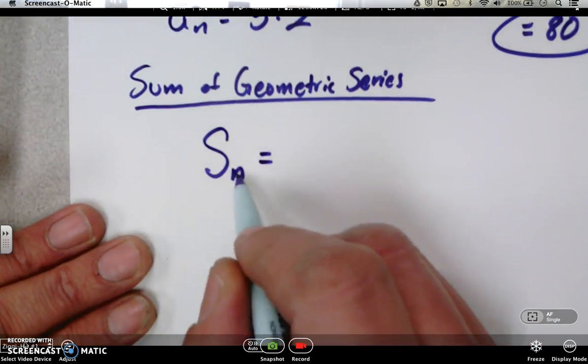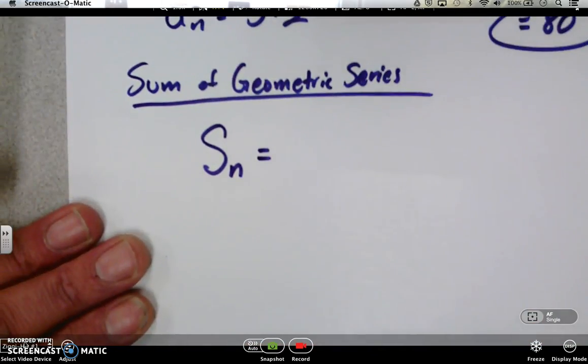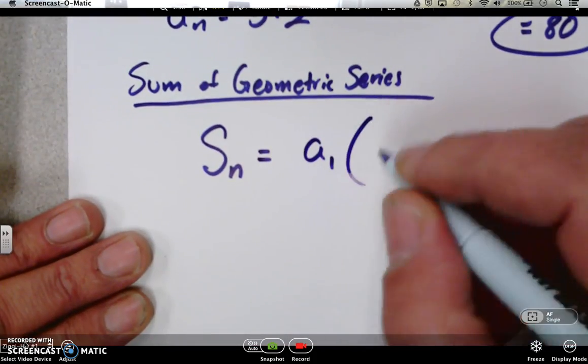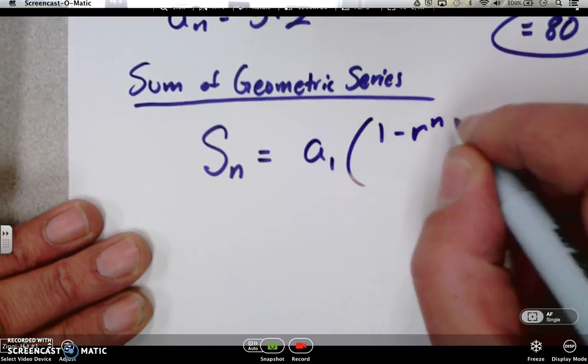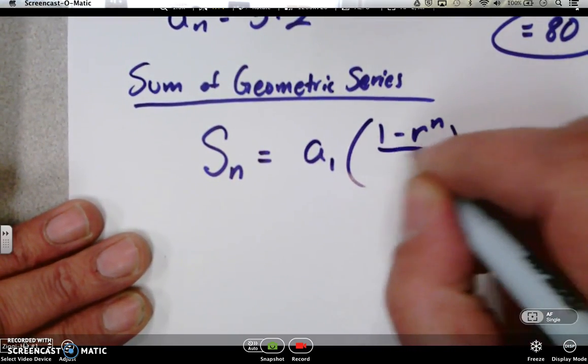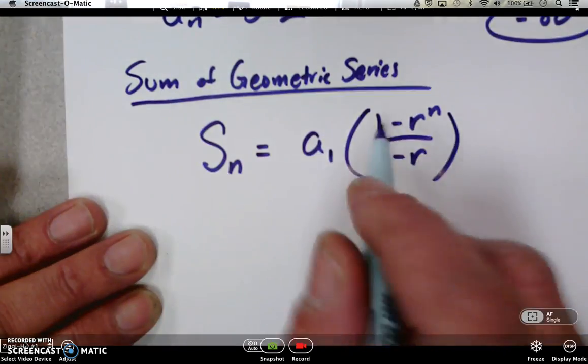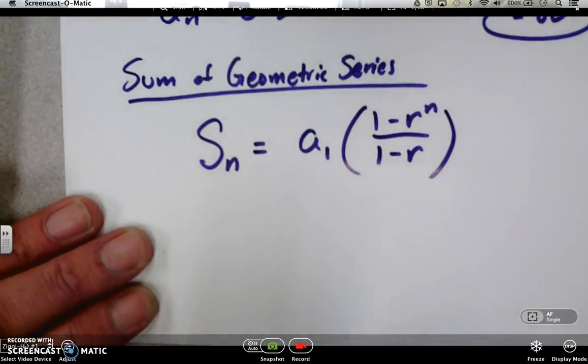This is the sum of n numbers. We just put S for sum. And how it goes is you just need to know the first term, and you go 1 minus r to the n over 1 minus r. Okay, sounds worse than it is, looks worse than it is. It's not bad at all.